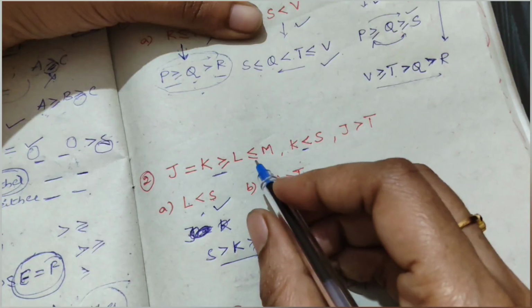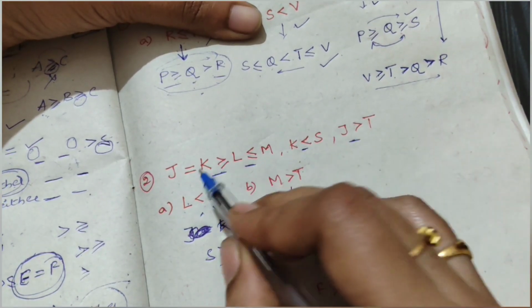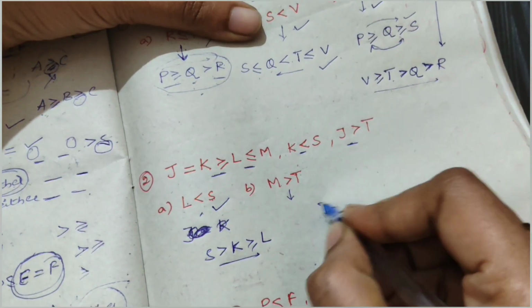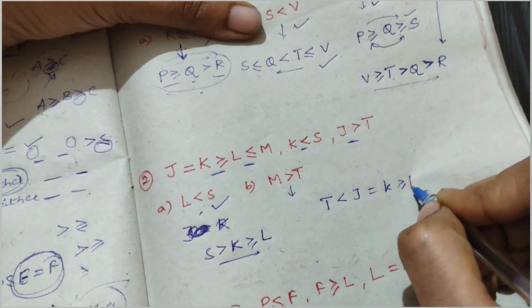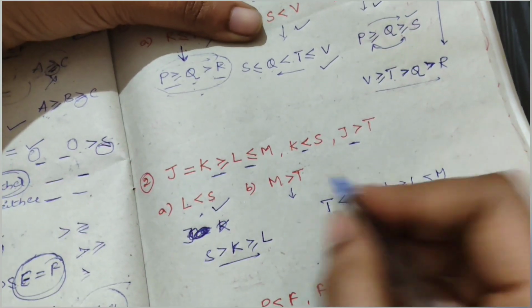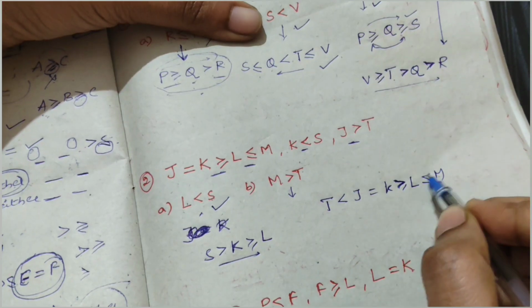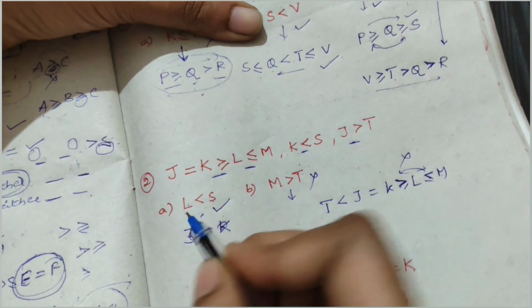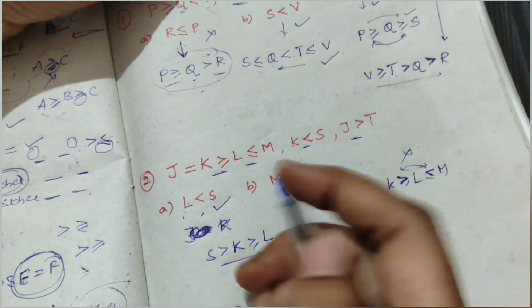M to T means again these two we will use with J. J greater than T, that is, T less than J equal to K greater than or equal to L less than or equal to M. Now M to T, see, opposite directions. Only see the symbols, so it is wrong. So A is correct, B is wrong. These are the models. This equal to symbol also you should be careful about.